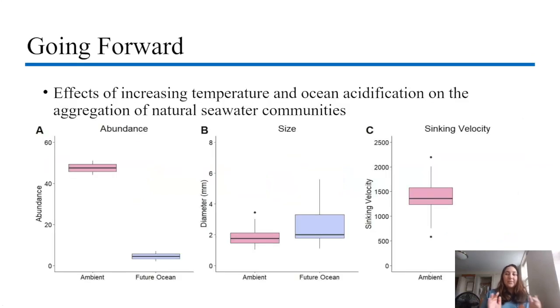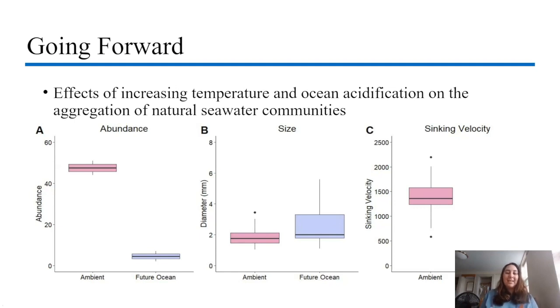So going forward, I will be looking at how increasing temperatures and ocean acidification affect aggregation of natural seawater communities. This past May, I was lucky enough to head down to the Bermuda Institute of Ocean Sciences, or BIOS, and I was able to use their mesocosm facilities to simulate both ambient and future ocean conditions. After these conditions were simulated, I transferred the natural ocean water into 5-liter roller tanks to observe the effects of those conditions on abundance, size, and sinking velocity of macroaggregates.